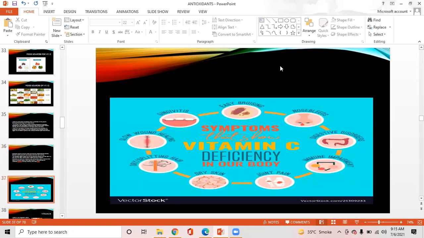These are the symptoms of vitamin C deficiency: easy bruisability, nose bleeding, digestive disorders, immune system impairment, joint pain, dry skin, dry split hair, slow wound healing, and gingivitis.